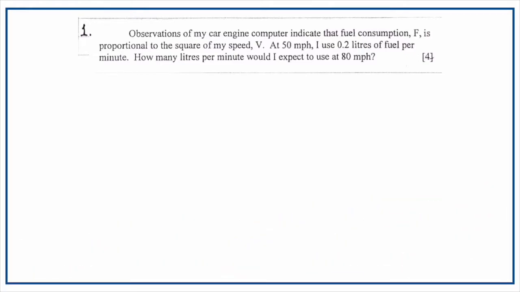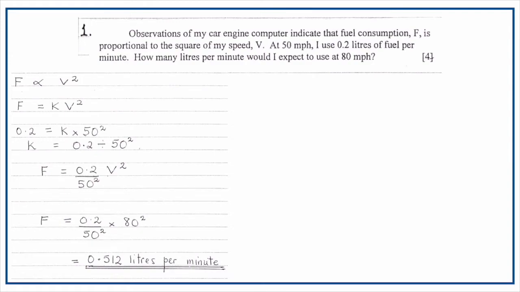Question 1. Observations of my car engine computer indicate that fuel consumption F is proportional to the square of my speed, V. At 50 mph, I use 0.2 liters of fuel per minute. How many liters per minute would I expect to use at 80 mph?